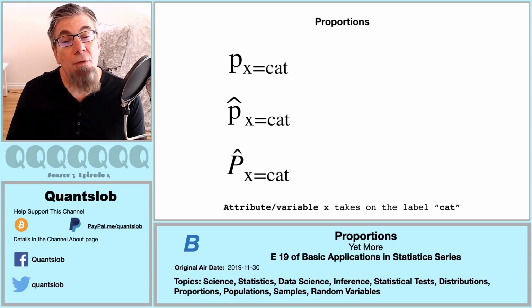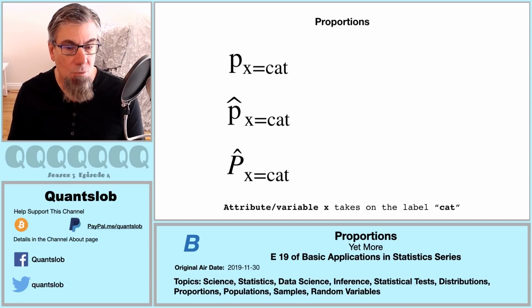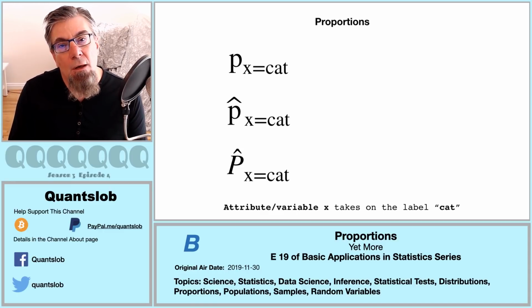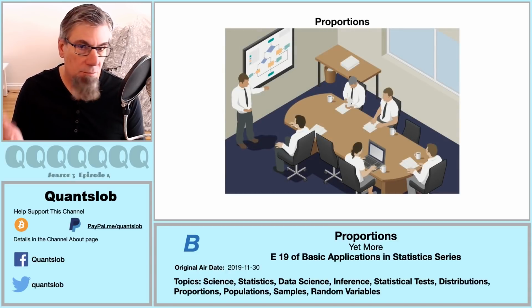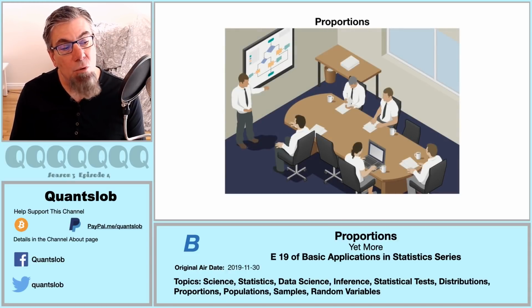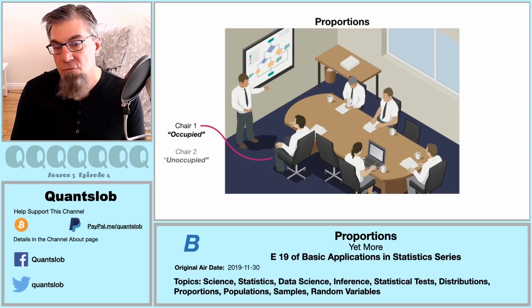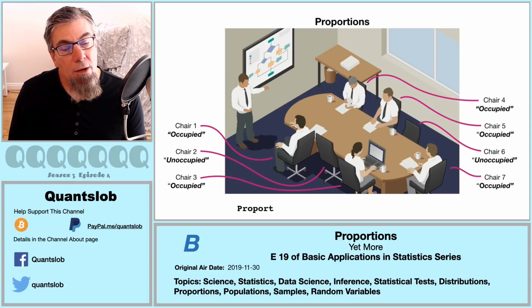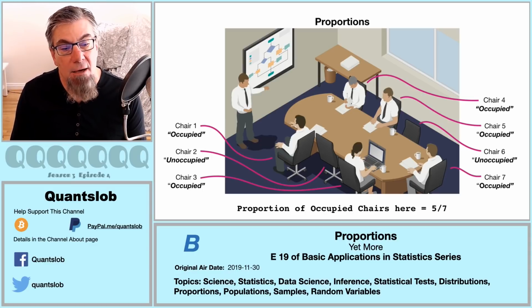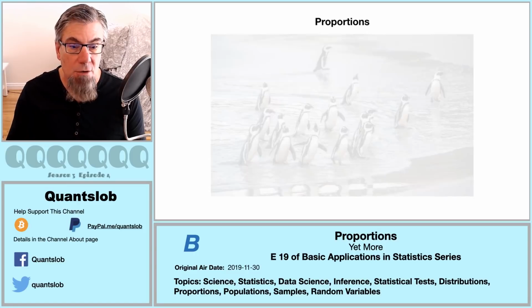Okay, so let's roll things back a little bit. What is a proportion? Where does it come from? We can think of a proportion as a quantity describing in the aggregate the prevalence of some category or property among a collection of elements or observational units. So, for example, we can consider the proportion of occupied seats in a small conference room. To each of our units, the chairs, we can ascribe an attribute, occupied status. And in this way, we can calculate our proportion of occupied chairs.